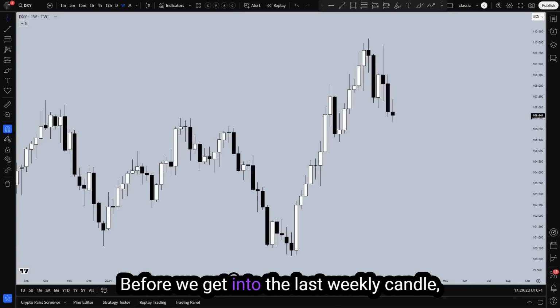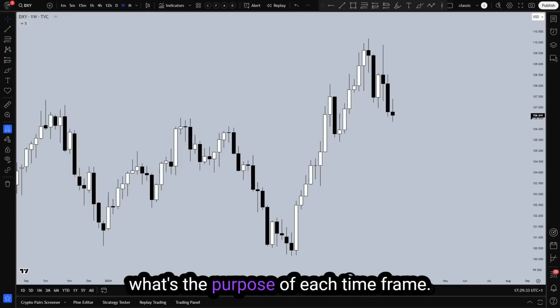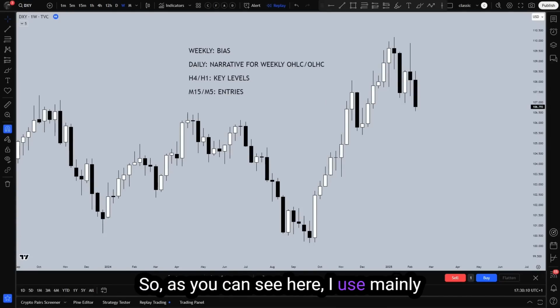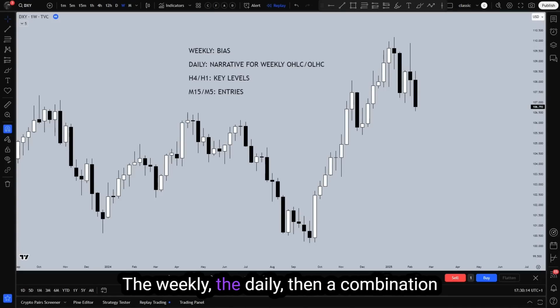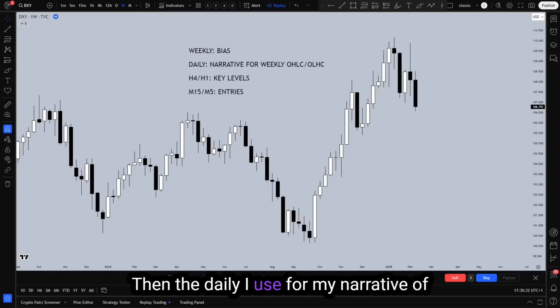Before we get into the last weekly candle, I will show you what timeframes I use and what the purpose of each timeframe is. As you can see here, I use mainly a combination of 4 timeframes: the weekly, the daily, then a combination of the H4 and the H1, and then for my entries I use the M15 and the M5. As mentioned, the weekly is for my weekly bias.